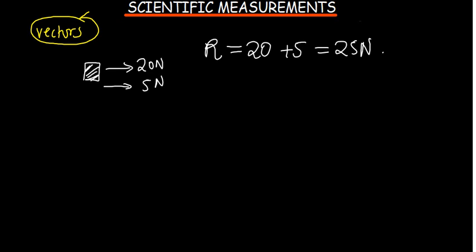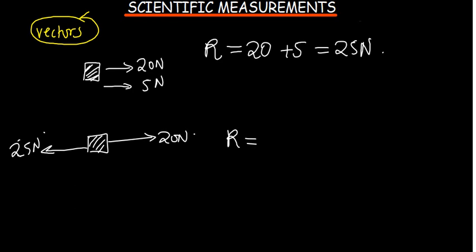Okay, so let's say you have got something like this. You have got a force going like this, let's say it's 20 newtons, and then you have got another one going like this, let me say 25 newtons. You want to find the resultant. So the resultant in this case is going to be equal to this big number here, which is 25 newtons, minus this small number which is 20 newtons. That will give you 5 newtons.